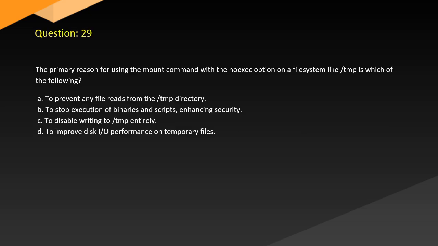Question 29. The primary reason for using the mount command with the noexec option on a file system like /tmp is which of the following? A. To prevent any file reads from the /tmp directory. B. To stop execution of binaries and scripts, enhancing security. C. To disable writing to /tmp entirely. D. To improve disk I/O performance on temporary files.